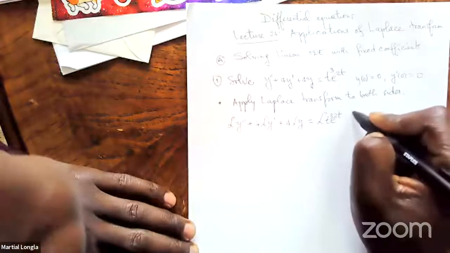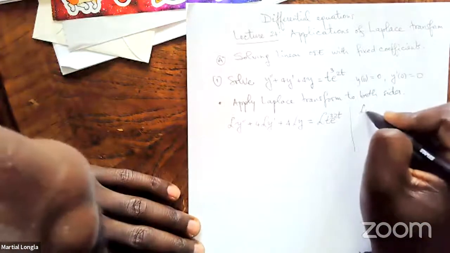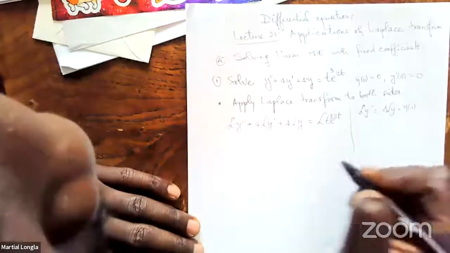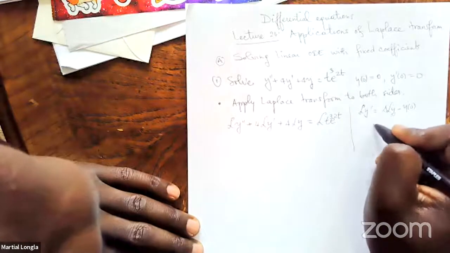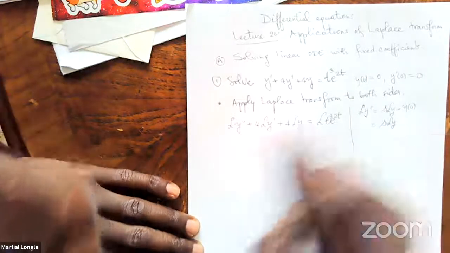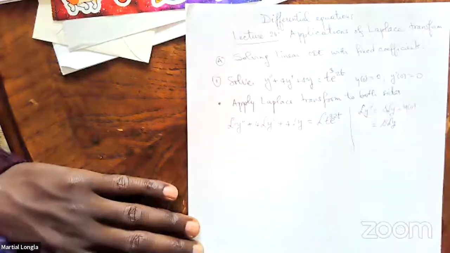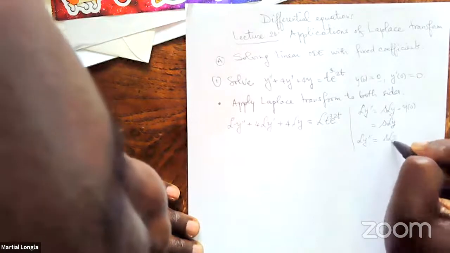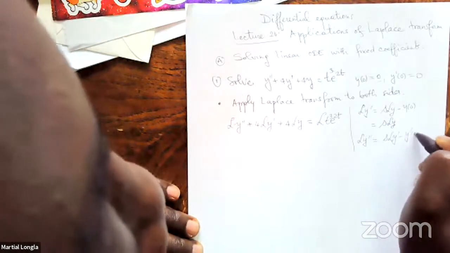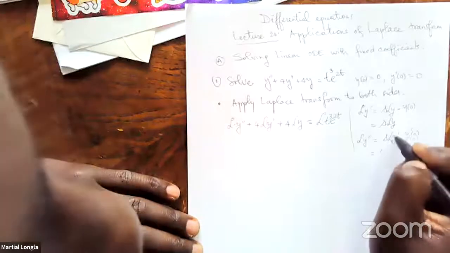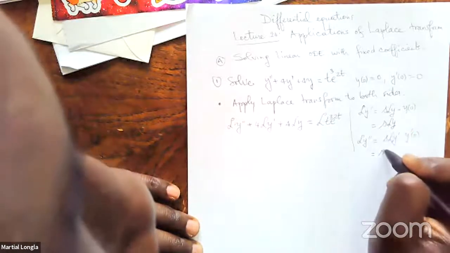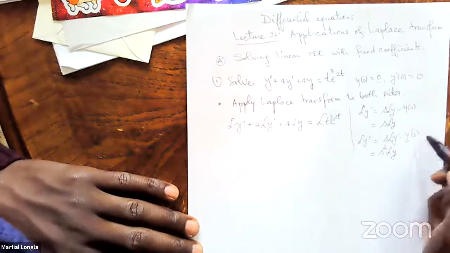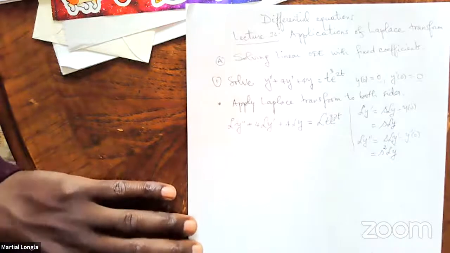And then on the side, you can remind yourself: Laplace transform of the derivative is s Laplace transform of y minus y of 0. And that is s Laplace transform of y because y of 0 is given as 0. Laplace transform of second derivative is s Laplace transform of y prime minus y prime of 0. And Laplace transform of y prime is s Laplace transform of y, so that's s squared Laplace transform of y, and y prime of 0 is 0.